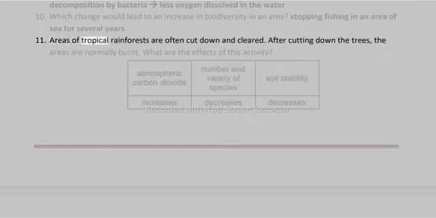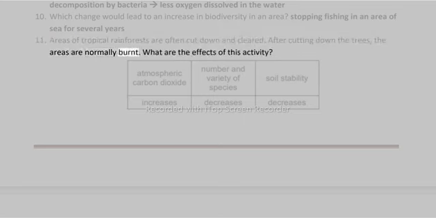11. Areas of tropical rainforests are often cut down and cleared. After cutting down the trees, the areas are normally burnt. What are the effects of this activity?